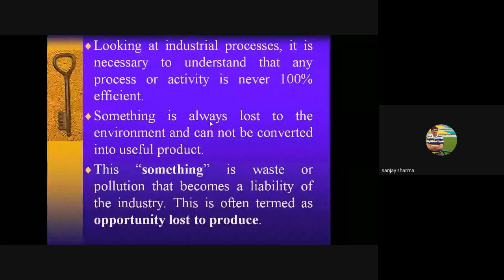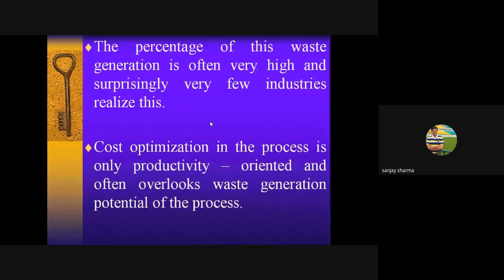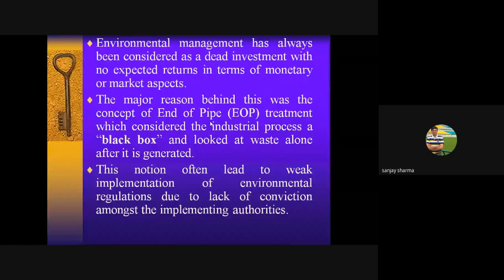Looking at the industrial process, it is necessary to understand that any process activity is never 100% efficient. Something is always lost to the environment and cannot be converted into a useful product. This something is waste or pollution that becomes a liability of the industry. This is often termed as opportunity lost to produce. The percentage of this waste generation is very high, and surprisingly, very few industries realize it. So cost optimization in the process is only productivity oriented and often overlooks the waste generation potential of the process. Here we have to think how we can control this waste.